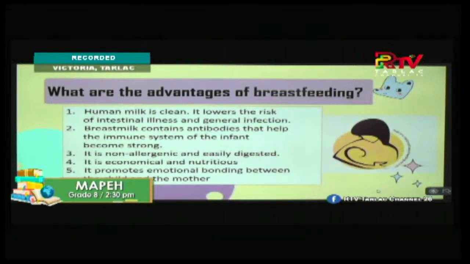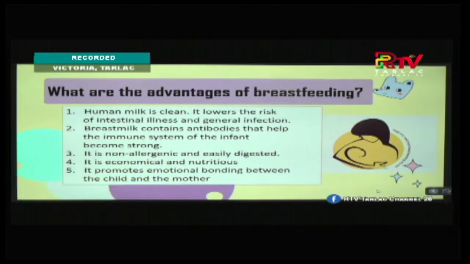Number 1, human milk is clean. It lowers the risk of intestinal illness and general infection. Number 2, breast milk contains antibodies that help the immune system of the infant become strong. Number 3, it is non-allergenic and easily digested. Number 4, it is economical and nutritious. And number 5, it promotes emotional bonding between the child and the mother.